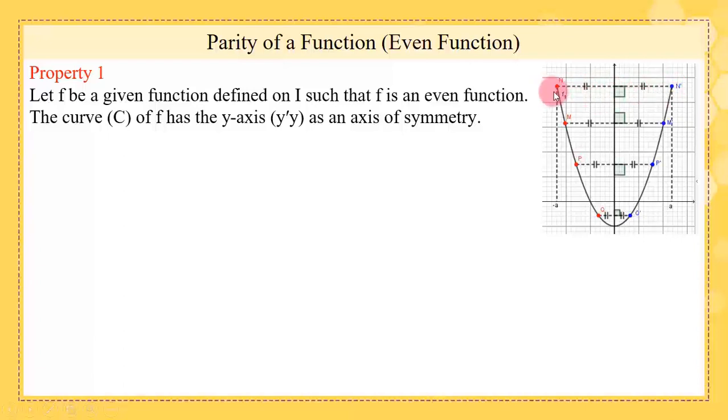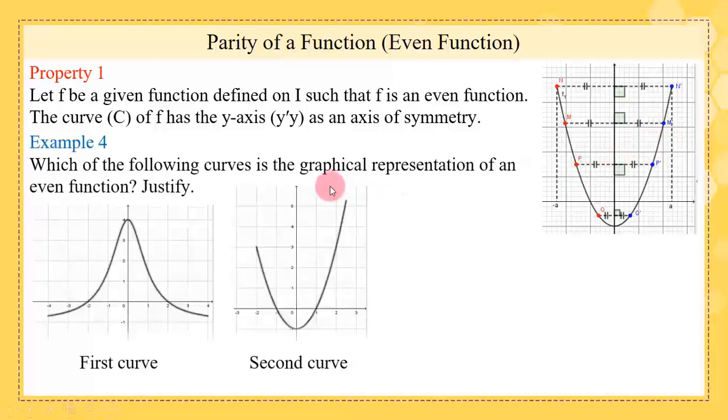If we take a point N, the symmetric of N with respect to y prime y is a point N prime that also belongs to the curve. If we take another point M, its symmetric with respect to y prime y is also a point M prime that also belongs to this curve, and so on.